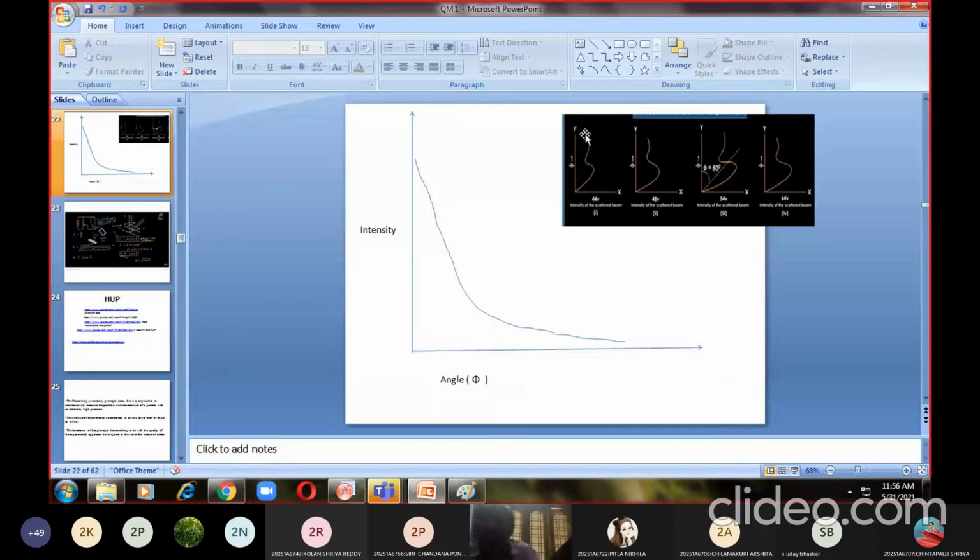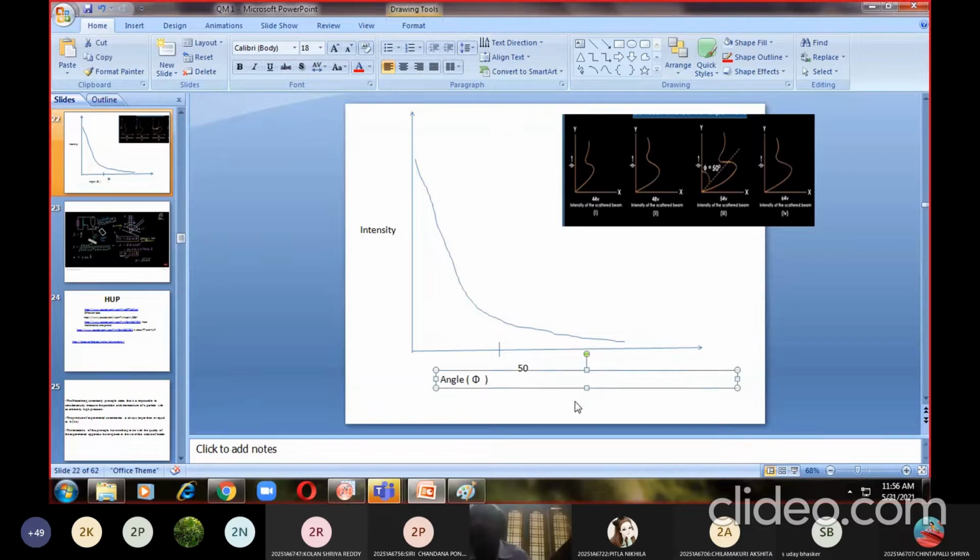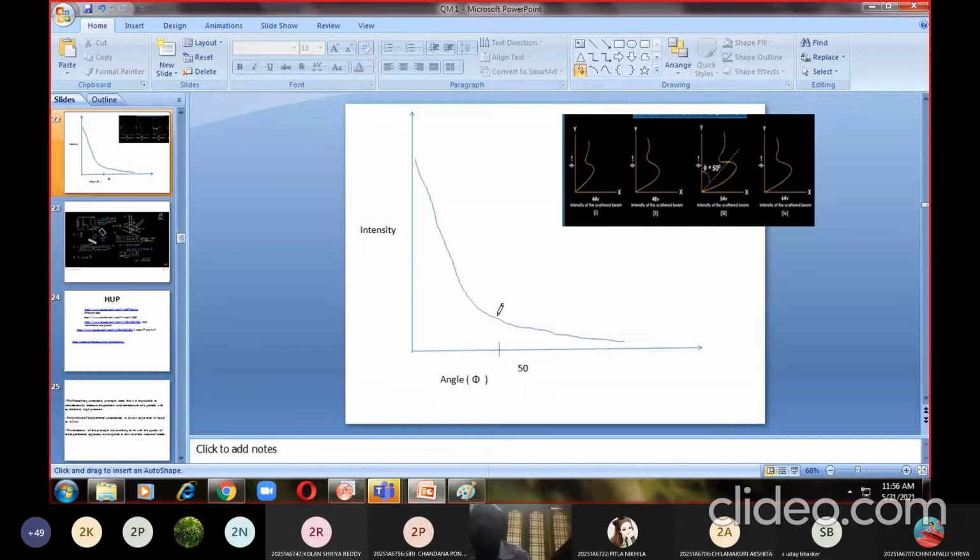Let me talk about that later. Now, this is what is expected. But what is found is, at 50 degrees, I found something to be different. What is that? What I found is, at 50 degrees, a small bump.